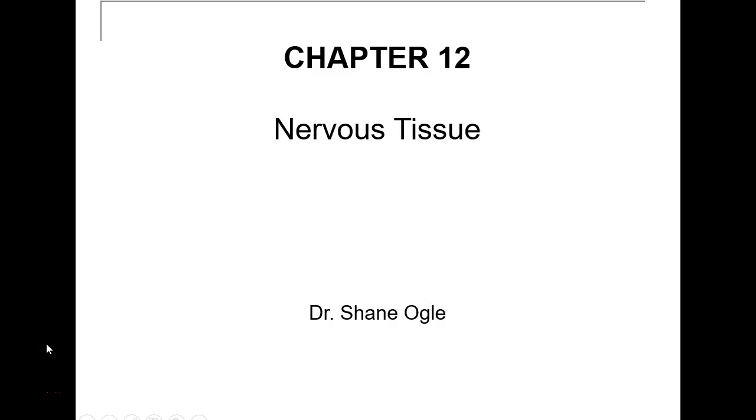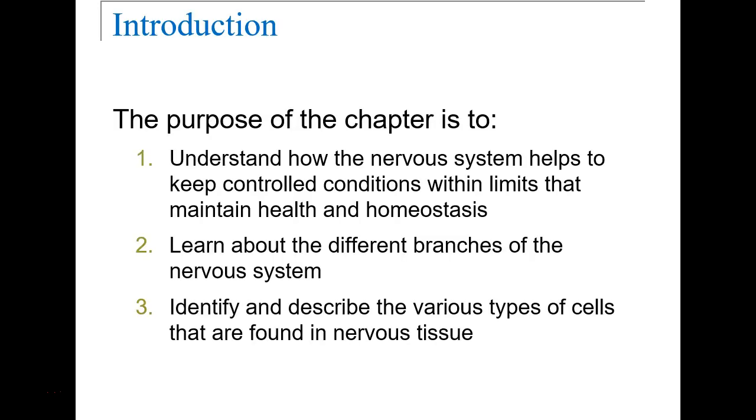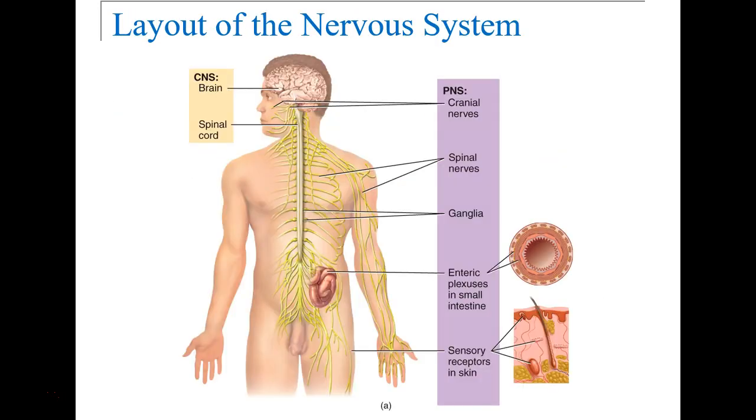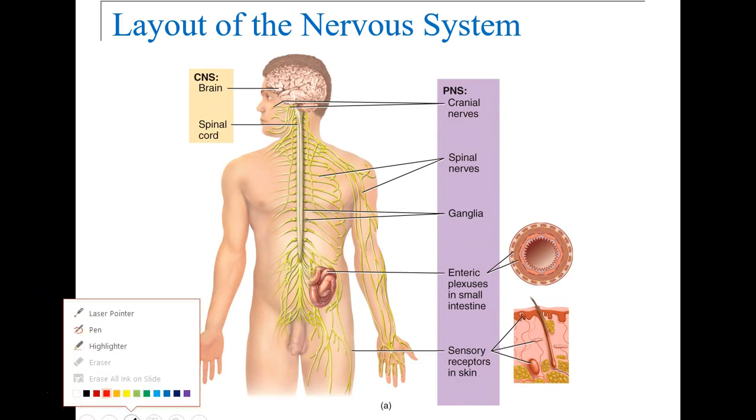Hello and welcome to the nervous tissue chapter, chapter 12. This will be one of 5 nervous system chapters we will be studying this semester. So, quick introduction. We'll start off by talking about how the nervous system is laid out.